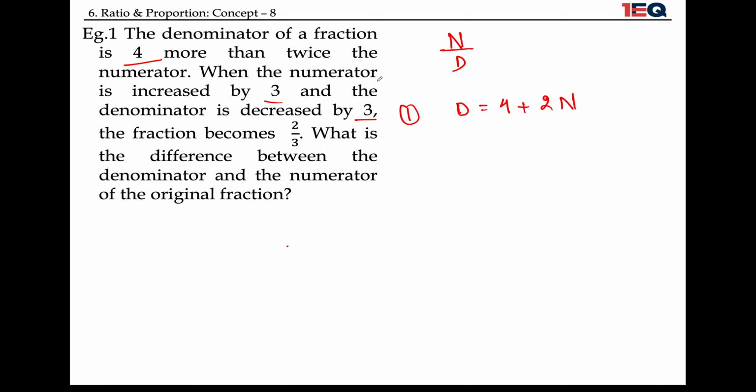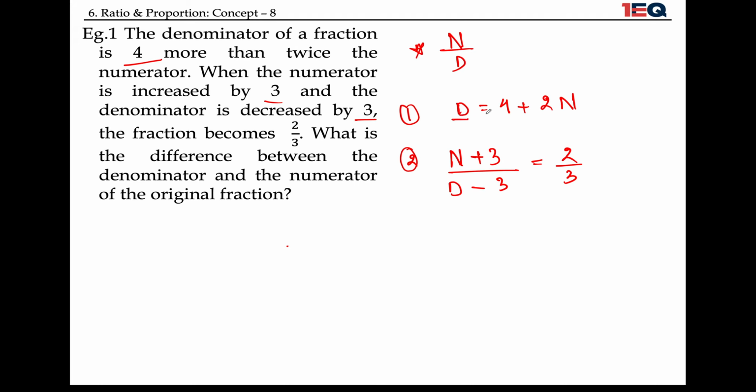We've successfully found the first equation. The second equation says that when the numerator is increased by 3, n plus 3, and the denominator is decreased by 3, d minus 3, then the fraction becomes 2 by 3. So we have two equations and two variables. It is very easy for us to reach the fraction. So let's simply solve it out.